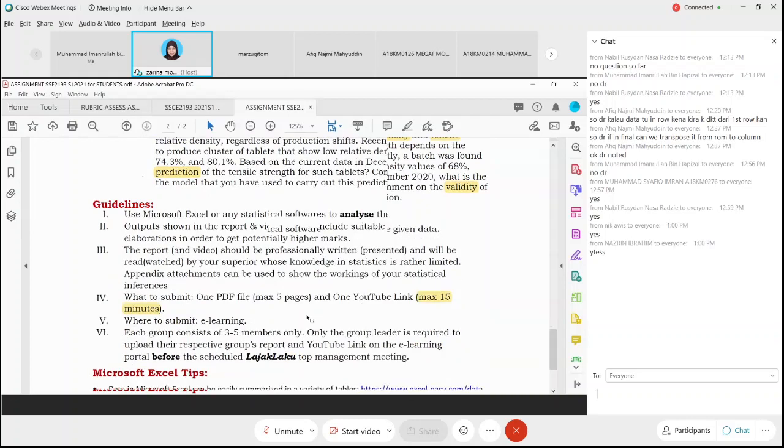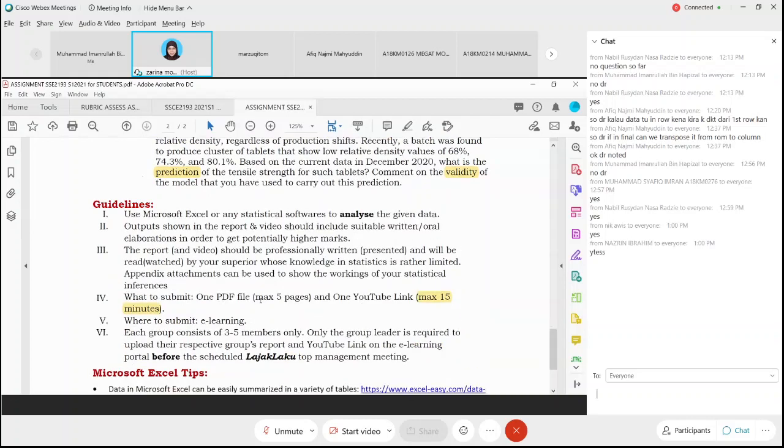So submission, you have to submit one PDF file. So this is the written report and one YouTube link. For your group, maximum is 15 minutes. Other groups, they might use 10 minutes, but I give you more time so that you are relaxed when you present. But it's okay if you want to submit 10 minutes or 12 minutes, that's fine, as long as not beyond 15. If you give more than 15 minutes, I will not watch, and penalty for the video. Okay, maximum 15 minutes only.